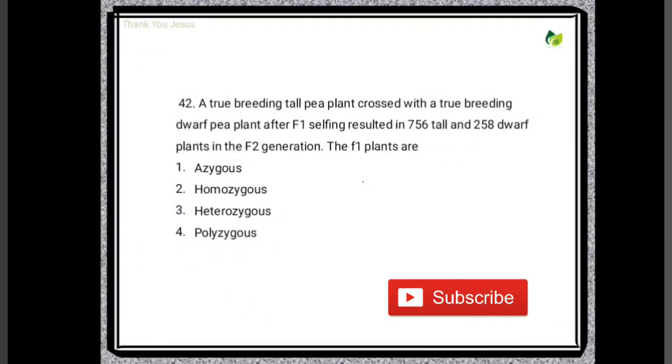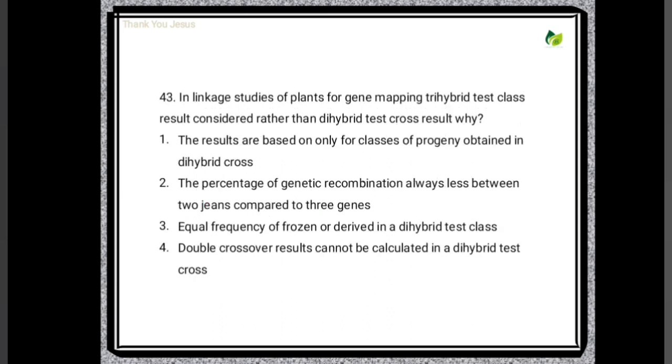So a true breeding tall pea plant crossed with a true breeding dwarf pea plant, after F1 selfing, resulted in 756 tall, 258 dwarf plants in F2 generation. The F1 plants are, options are azygous, homozygous, heterozygous, polygynous. So here the ratio given is similar to 3:1 ratio. So the F1 of monohybrid cross is heterozygous. So the answer is heterozygous. Let's see the next question.